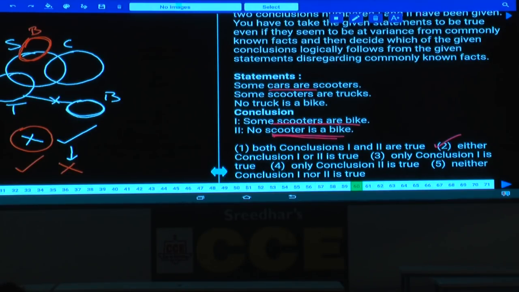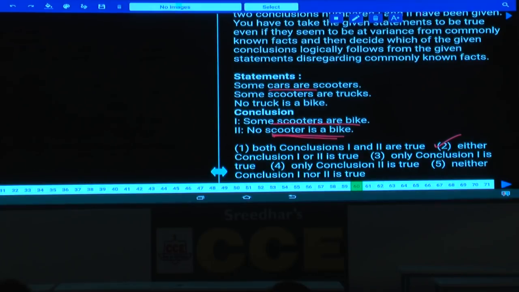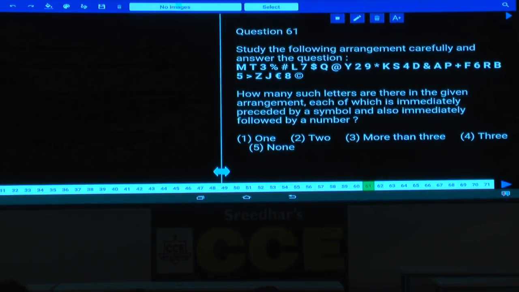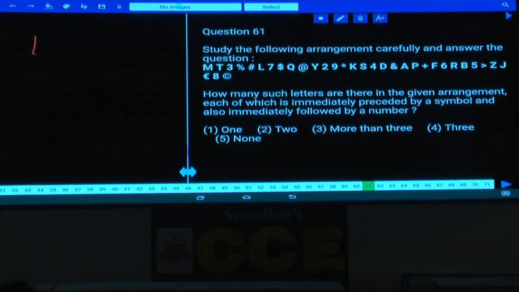And question number 61 to 65, these 5 questions are based on sequence. Then, how many such letters are there? Now the question is about a letter. How many letters are there in the given arrangement, each of which is immediately preceded by a symbol? Preceding means coming before this one, and immediately followed by a number. Now symbol, letter and a number should be the sequence. Symbol, letter and a number, isn't it?